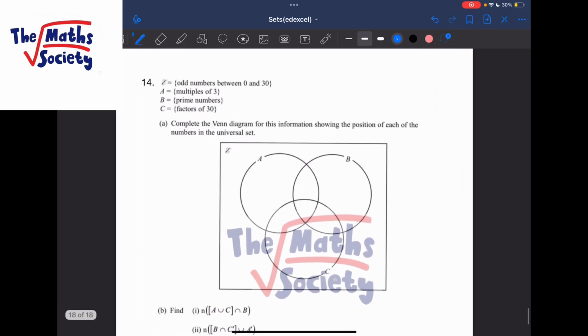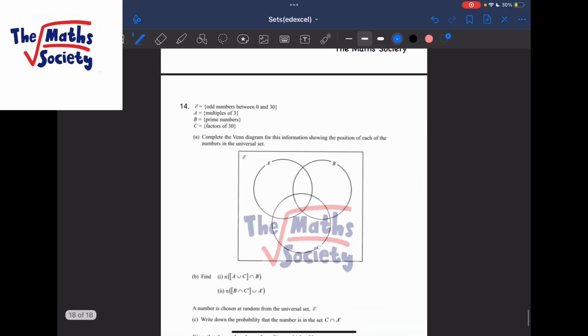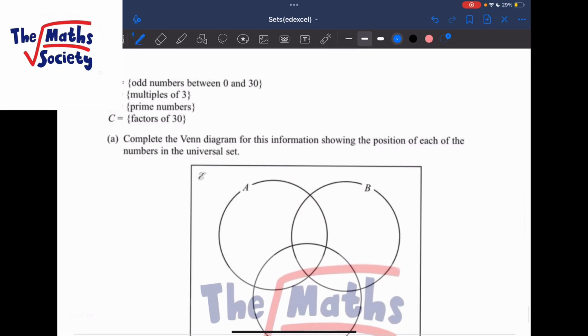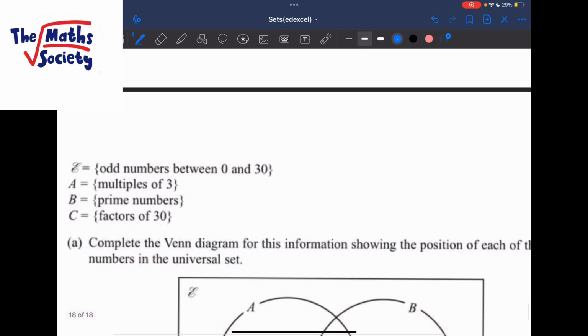And it says 14. Okay, I think this should be the last question. Yep. It says that the universal set is odd numbers between 0 and 30. A is multiples of 3. B is prime numbers. C is factors of 30. What we can do is write down the numbers first. Odd numbers between 0 and 30. So that's 1, 3, 5, 7, 9, 11, 13, 15, 17, 19, 21.